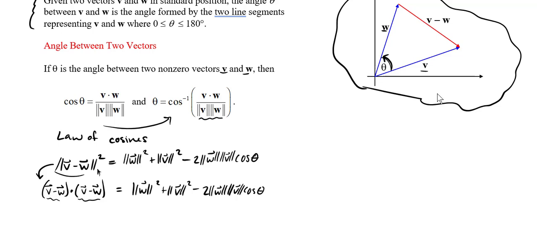Okay. Well, we said we could distribute or we could FOIL something like a binomial in two vectors dotted together. We just very carefully FOIL. V times V is first times first. Outer times outer is V dot negative W. Inner times inner is negative w dot v, and last times last is negative w dot negative w. On the right side, we still have the same old expression.